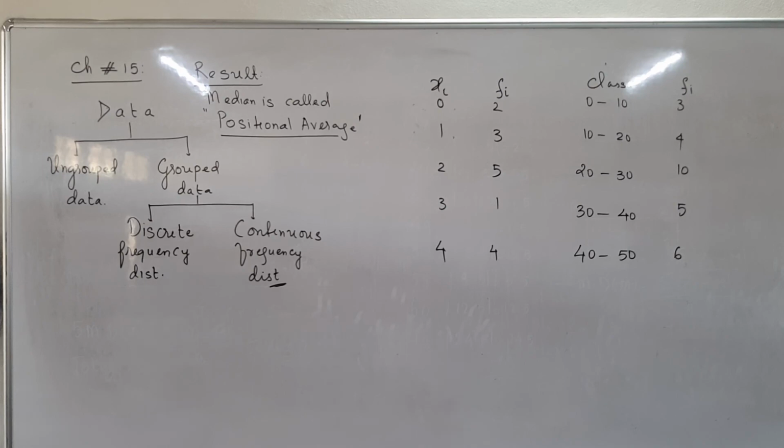Group data is broadly classified as discrete frequency distribution and continuous frequency distribution. In short, distribution of a discrete variable is called discrete frequency distribution. In other words, distribution without classes. And distribution of a continuous variable is called continuous frequency distribution, or distribution having classes is called continuous frequency distribution. Without classes, discrete, and a distribution with classes is continuous frequency distribution.